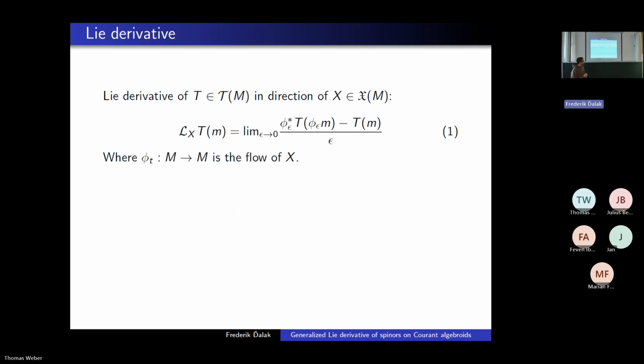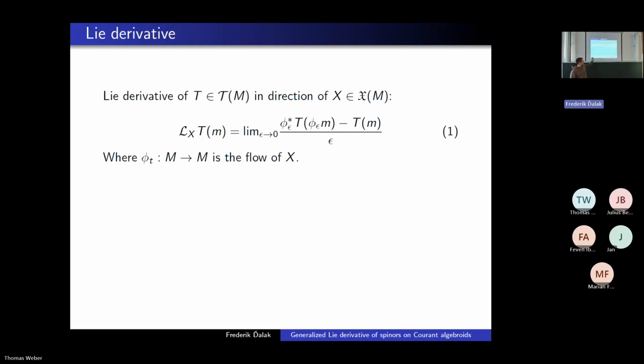So if you think about the Lie derivative on your manifold for just a tensor field T in direction of a vector field X, then what one does is to consider the vector field flow generated by X, which is a family of diffeomorphisms phi_t of your underlying manifold. And so now if you want to know the Lie derivative of your tensor field T at the point m of the manifold, the first thing you would do is to consider the value of the tensor field T at phi_epsilon of m, at the infinitesimally shifted point in direction of your vector field flow.